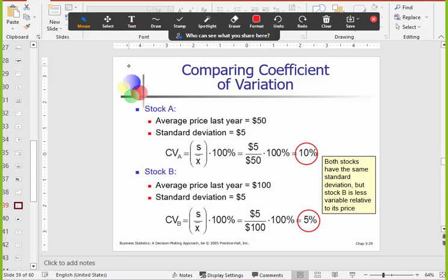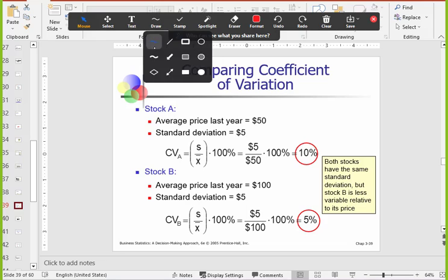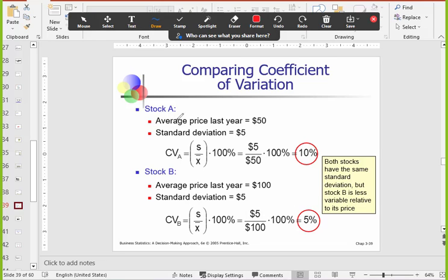So what we will do is calculate the coefficient of variance. If you see, the top answer is 10% and the bottom answer is 5%. Both stocks have the same standard deviation, but stock B is less variable relative to its price. It means that it is less risky as compared to stock A, even though the variances are the same. So this is another purpose of using the coefficient of variance. You can compare two different things where either the means are the same or the standard deviations are the same, and see which one is relatively better.